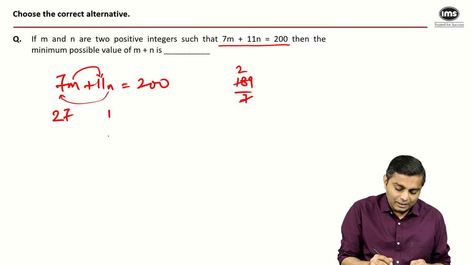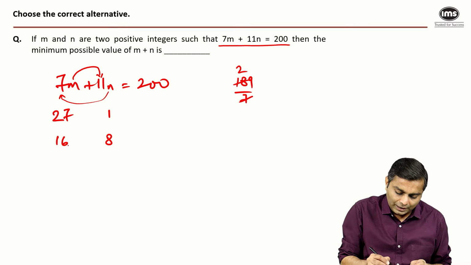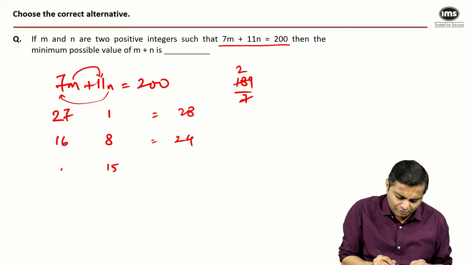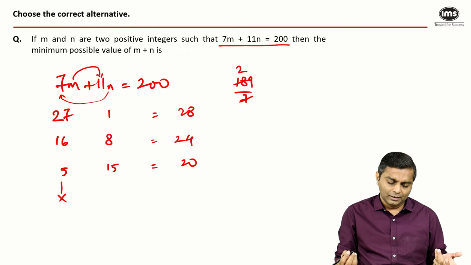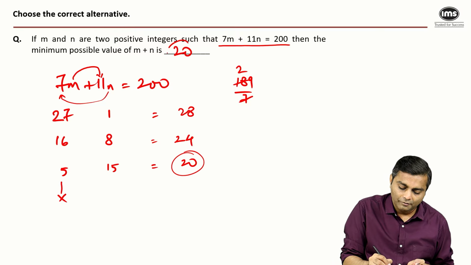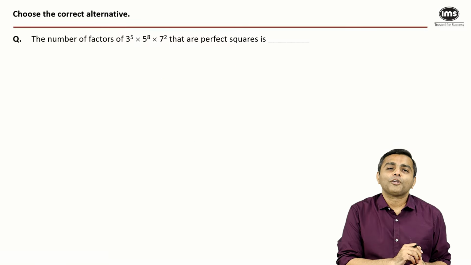And so now n will increase by 7 and go to 8, and m will decrease by 11. So 27 now becomes 16. We had to find m plus n, so this sum is 28. This sum is 24. Again, n increases by 7 and m decreases by 11. So 16 minus 11 is 5, and the sum is 20. So this cannot go further. This is where we stop. So this has to be our answer. A very, very simple, straightforward question. Answer is 20. Moving on to the next question.